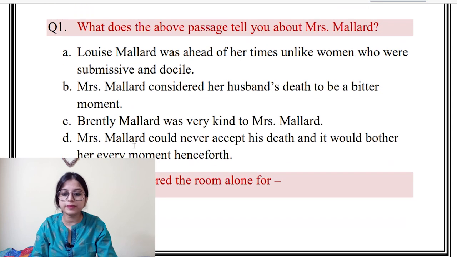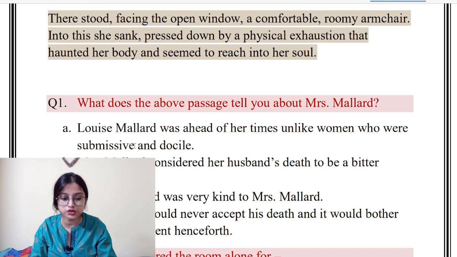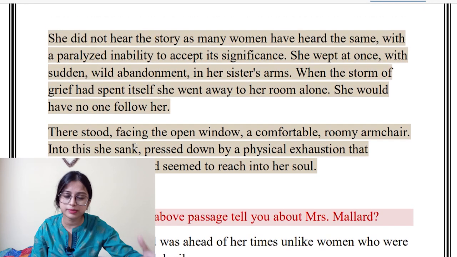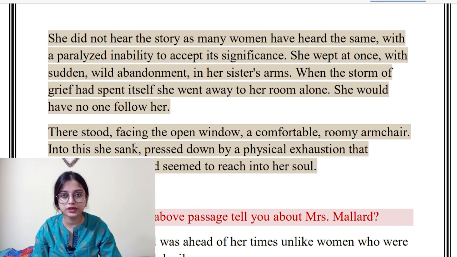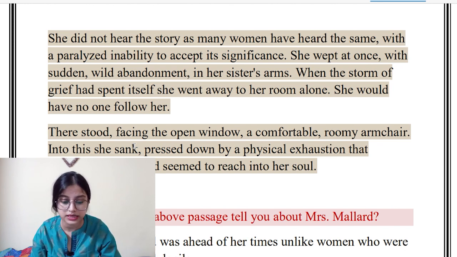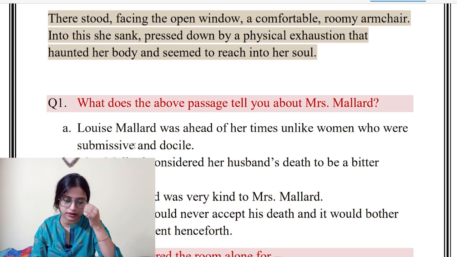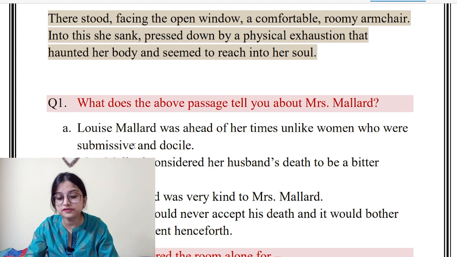What does the above passage tell you about Mrs. Mallard? So from the above passage, what do you come to know from these 2 paragraphs? That there was the open window, how she came and sat, how she was not paralyzed, she just came and started weeping after hearing the news. What do you come to know about this? So what does the above passage tell you about Mrs. Mallard? Louise Mallard was ahead of her times, unlike women who were submissive and docile.